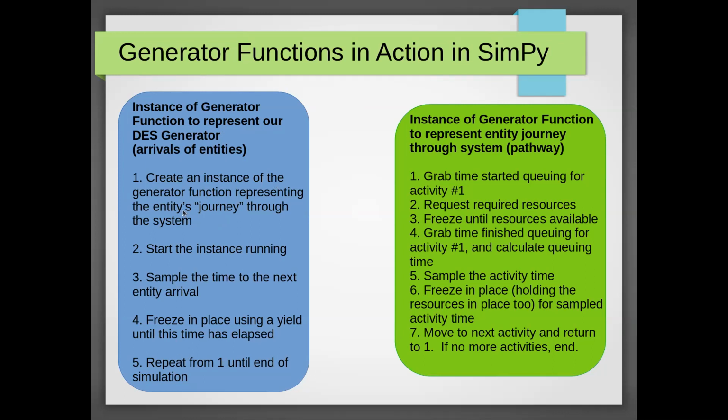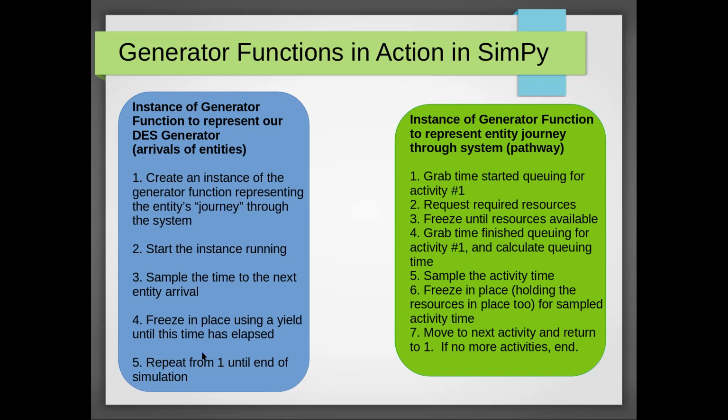The first thing that this generator function will do, remember the generator function is representing our DES generator, is it will create an instance of the generator function over here, the one that's going to represent the entity's journey through the system. It'll start that one running, then it'll sample the time to the next entity's arrival, then it'll freeze in place. So we'll sample how long our inter-arrival time is going to be to the next patient. We'll freeze in place using a yield until that time has elapsed. And then when that time has elapsed, we can continue in this generator function from where we left off.